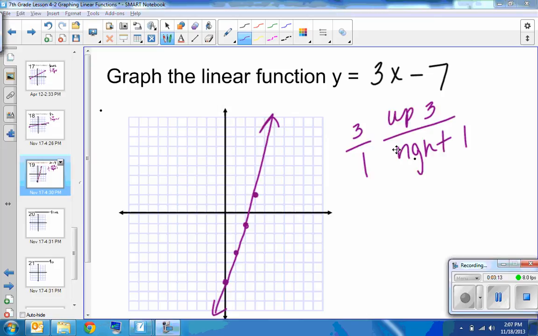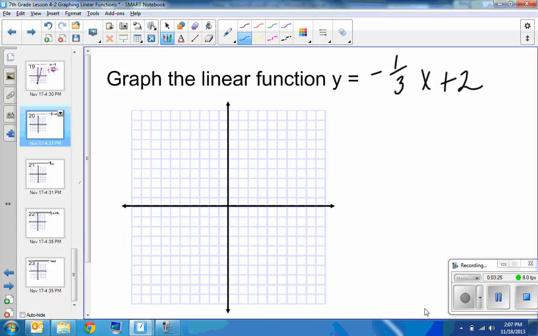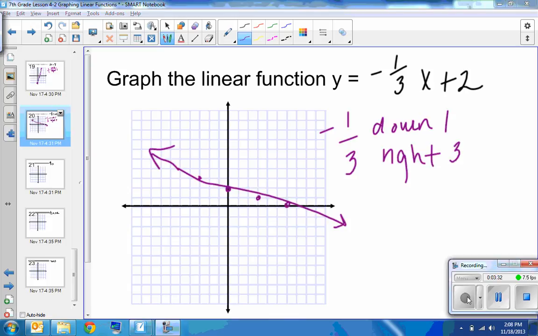Go ahead and try this one on your own. You should have identified the slope as 3 over 1, which means up 3 to the right 1, starting at negative 7. So up 3 to the right 1, up 3 to the right 1. Go ahead and try this one on your own. You should have identified the slope to be negative 1 over 3, so down 1 to the right 3. It crosses through at 2, down 1 to the right 3, down 1 to the right 3.